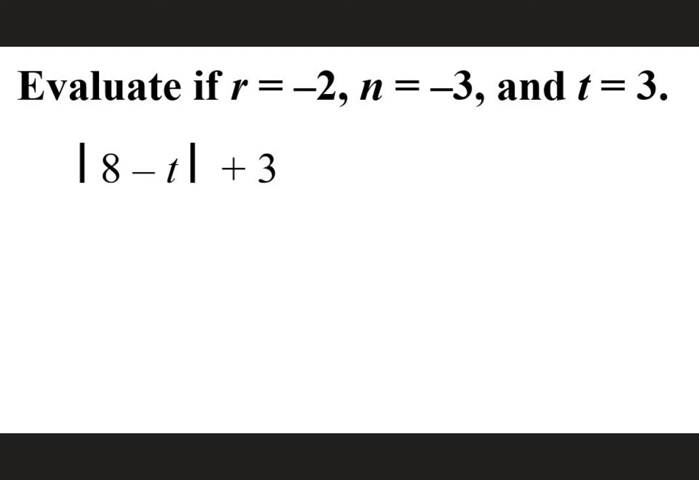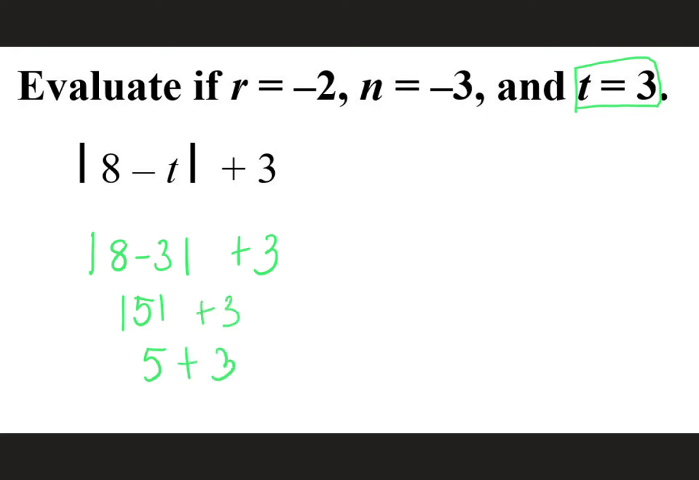We can also evaluate expressions when we have variables that we have to substitute for. So in this case, we can replace letter T with number 3. So really what I have here is the absolute value of 8 minus 3. The absolute value of 8 minus 3, well, that's 5. Absolute value of 5 is just 5. Bring down the plus 3. 5 plus 3 is 8.